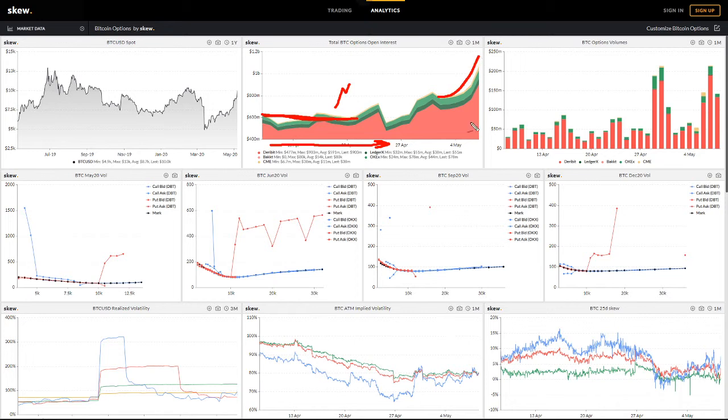And this is good. This is what we want to see if we see the price going in the direction that we'd like it to go. This is very supportive of the market.